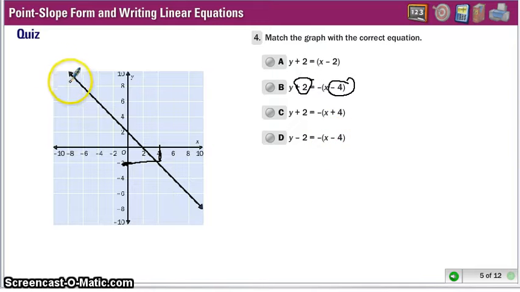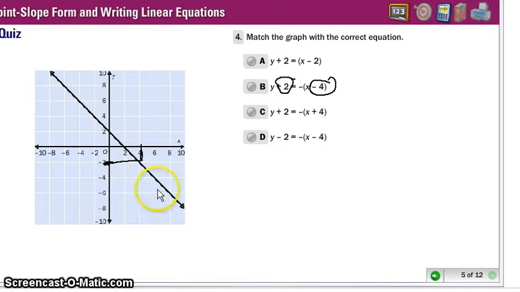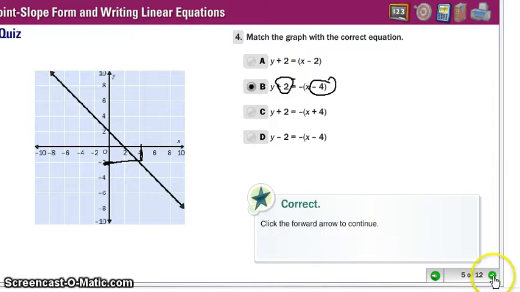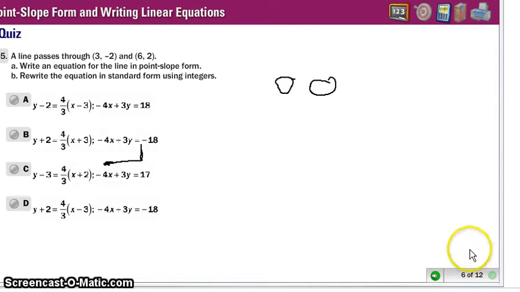Now you should notice that this line does have a negative slope, which means that the m value should be negative, and that becomes our only option. Let me know if you do have additional questions. This is just like one of the other questions that we saw.